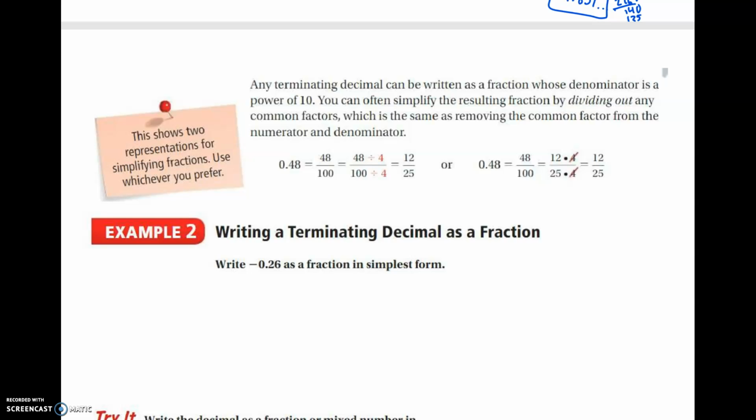So 0.48, we would actually just say that as 48 hundredths, right? 48 hundredths, which is exactly what that is. And then you would simplify, of course. And then another way to do that is just to look at it as a product of factors.